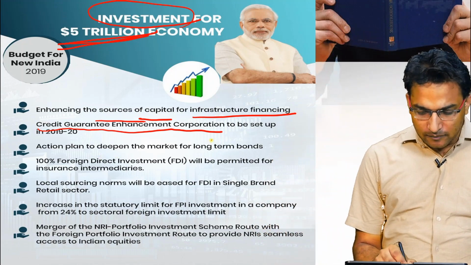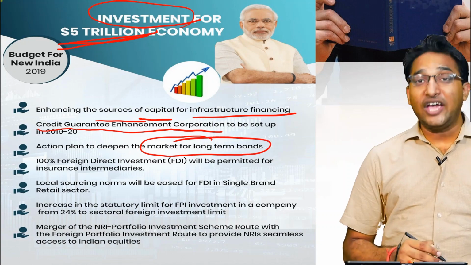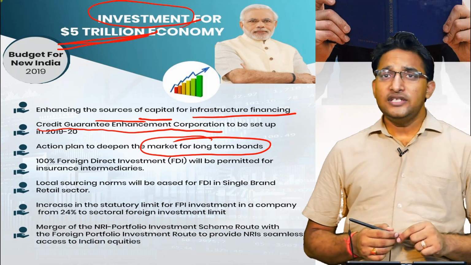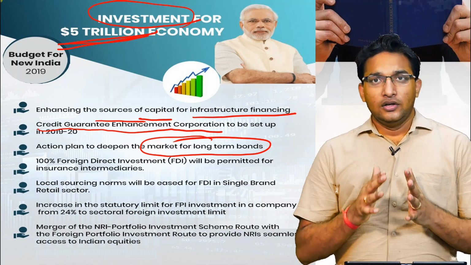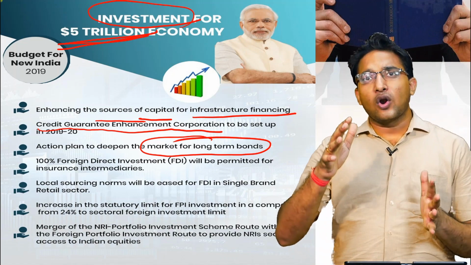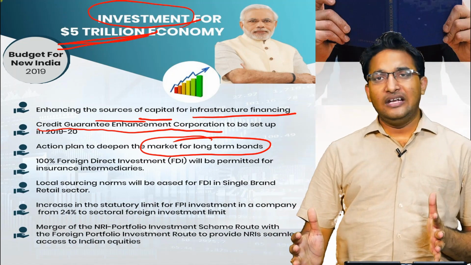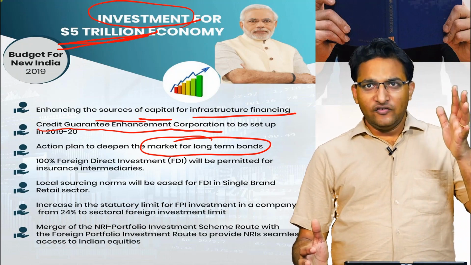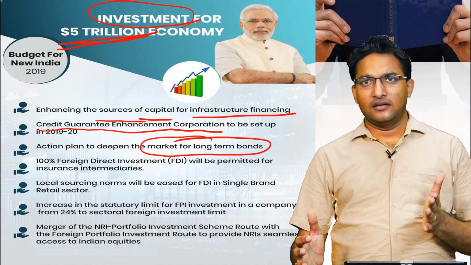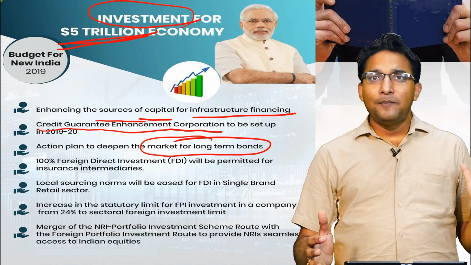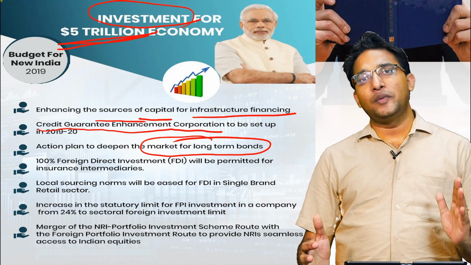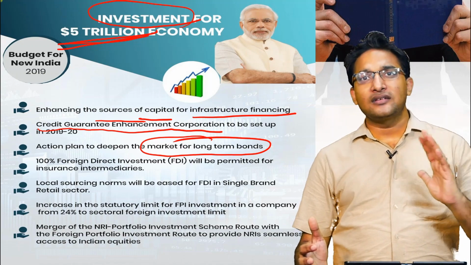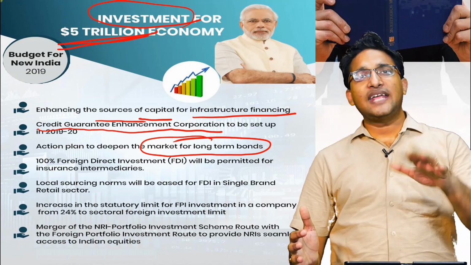Then, action plan to deepen the market for long-term bonds. Very important. Long-term bonds are not developed in India. See, why do we need long-term bonds? We require a lot of investment in the infrastructure sector if we really want to become a $5 trillion economy. And if we see the major sources of financing, it is the bank. Now the bank can lend for approximately 5 to 10 years. So the lending capacity of banks is for a short to medium term, say 10 years.